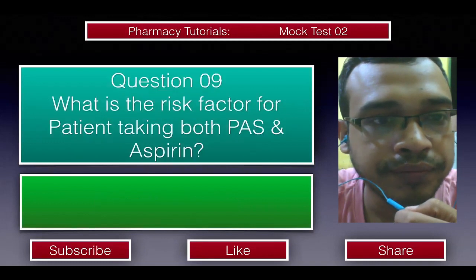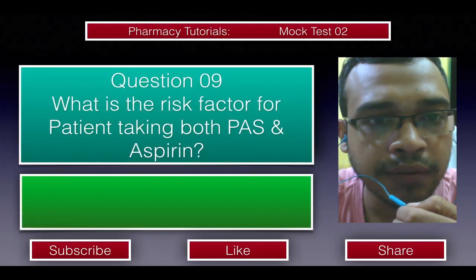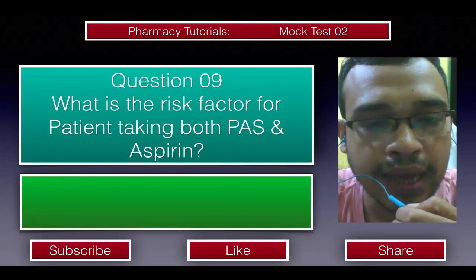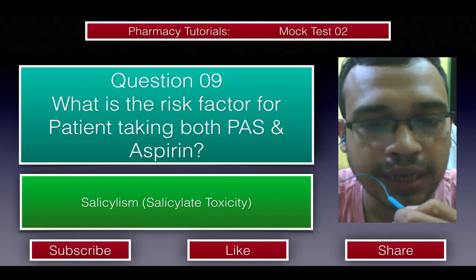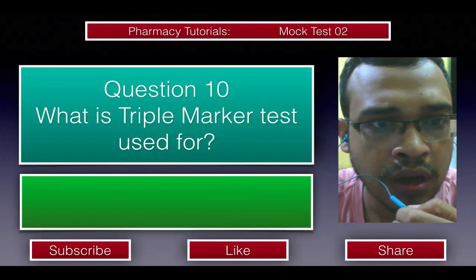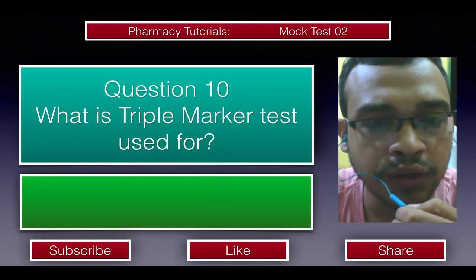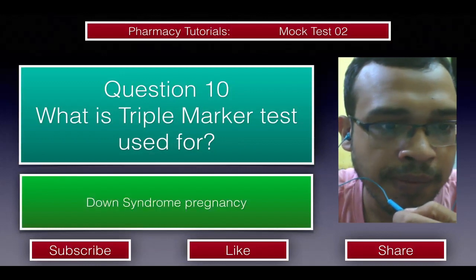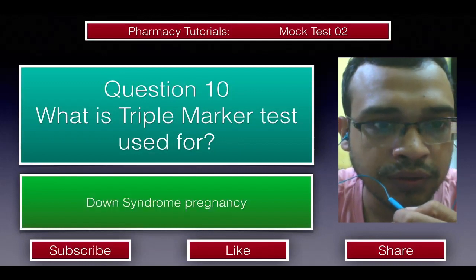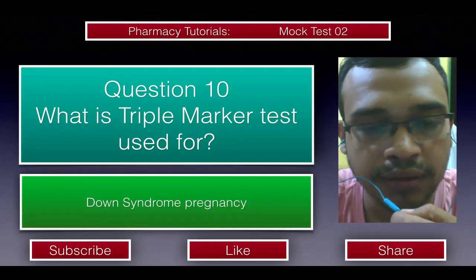Next question: what is the risk factor for patients taking both PAS and aspirin? PAS stands for para-amino-salicylic acid. So let's see. Salicylism or salicylic toxicity. What is triple marker test used for? Triple marker test is used for diagnosing the probability of Down syndrome in pregnancy.